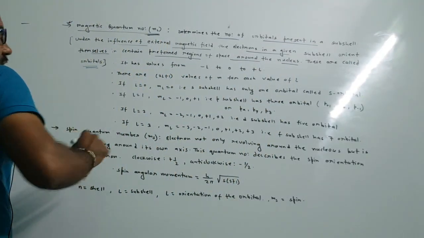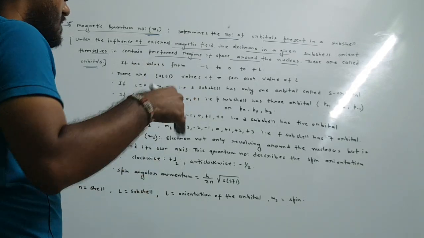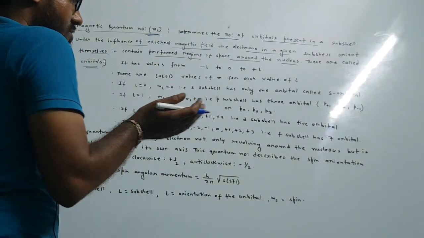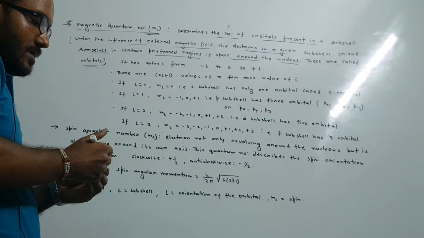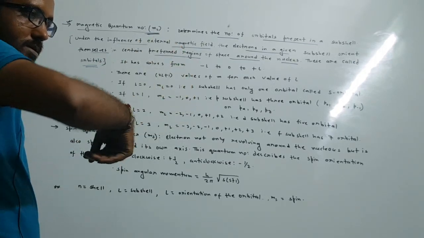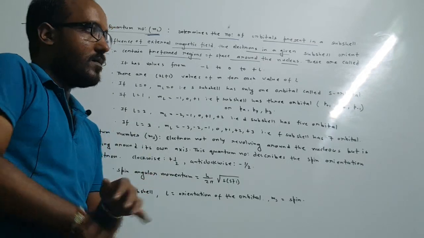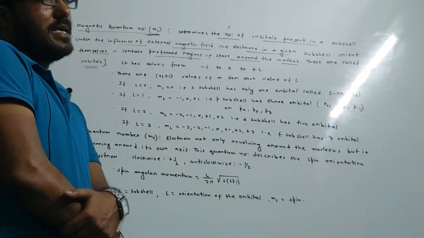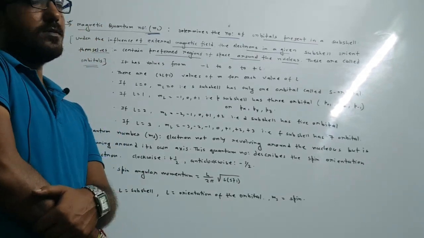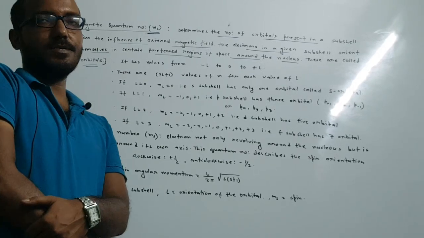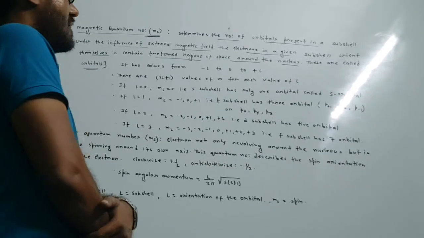So if you apply a magnetic field to an atom, the electrons will revolve, either in the clockwise direction or in the anti-clockwise direction. Now we already know that if an electron moves or rotates, then it will create a magnetic field.